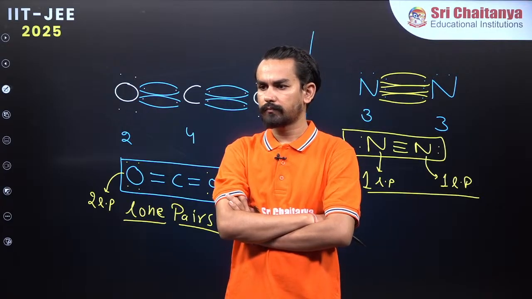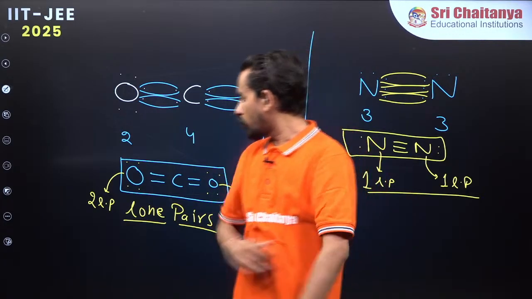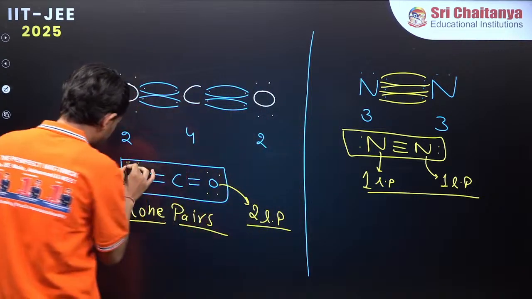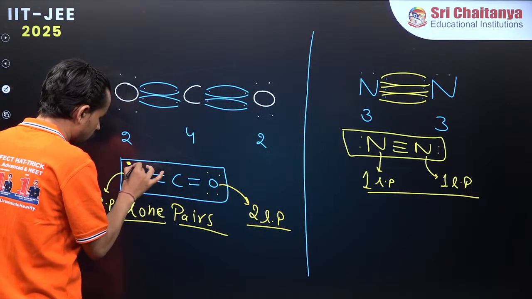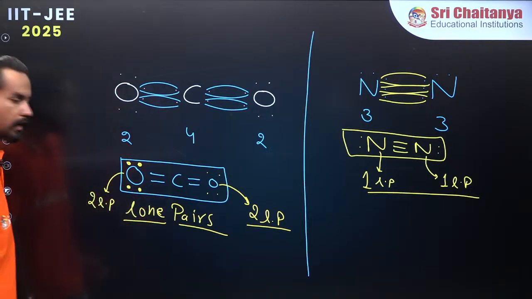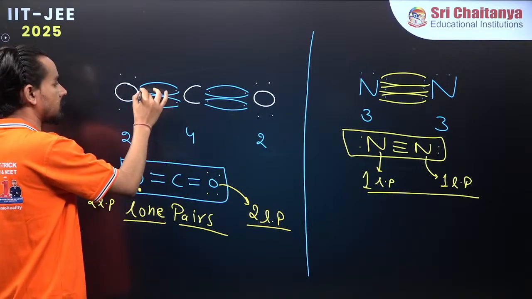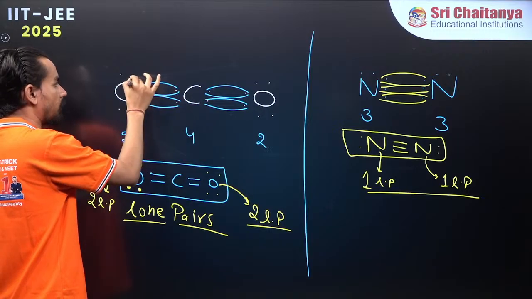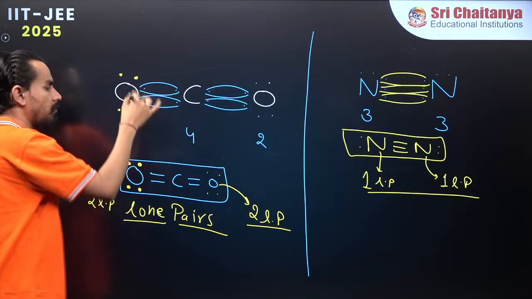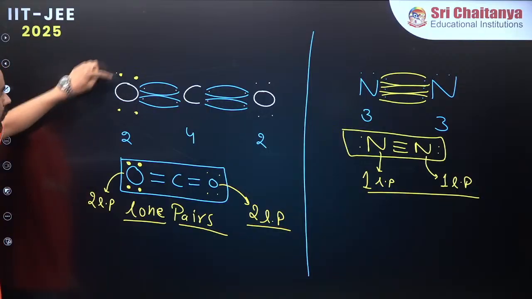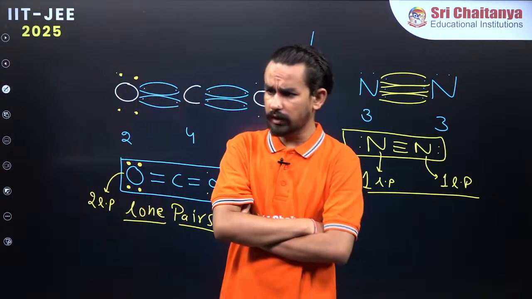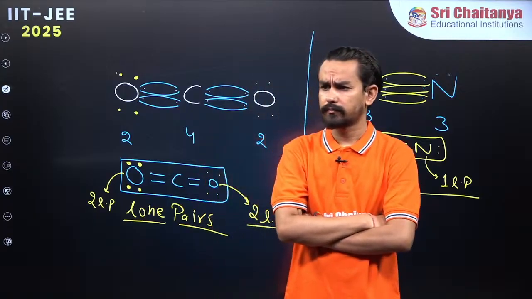Very good. Lone pairs are those pairs of electrons which are left after bonding. Those which cannot be shared or donated or accepted. See, in this, these two electrons are shared, but these two are not shared and these two are also not shared. So they will behave as lone pairs. That's why two lone pairs are there. Understood? Very good.